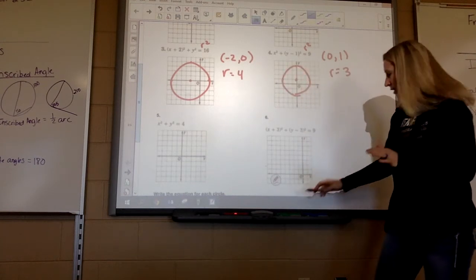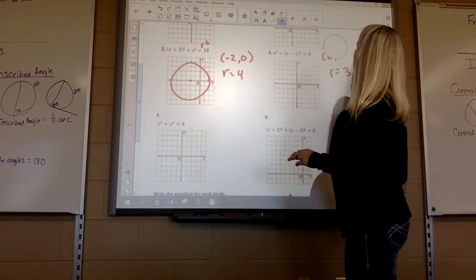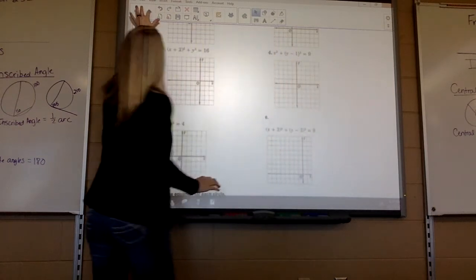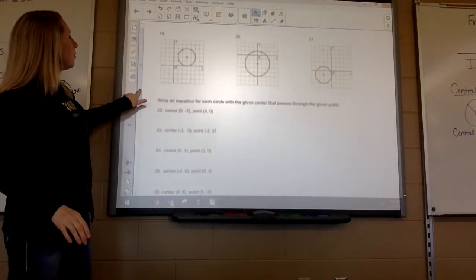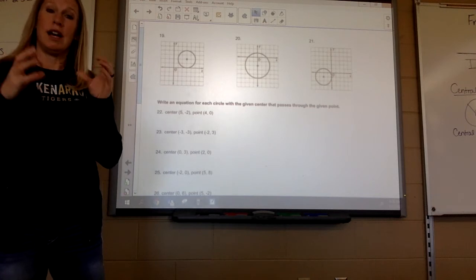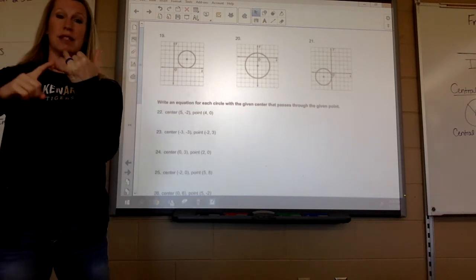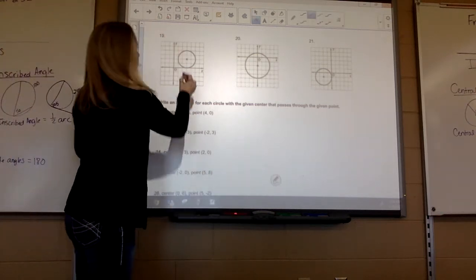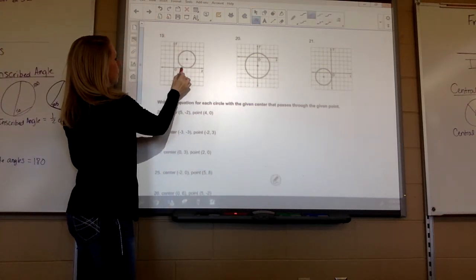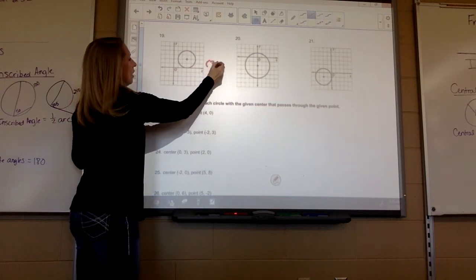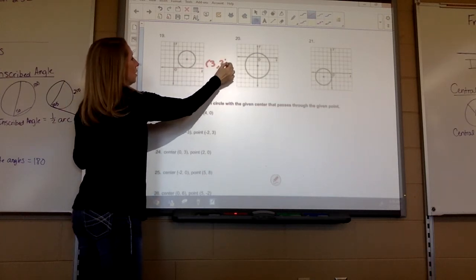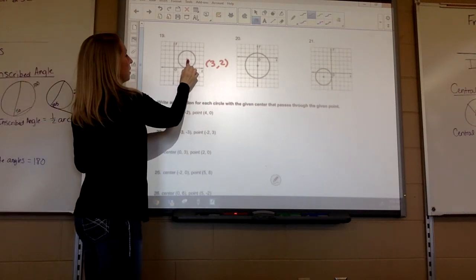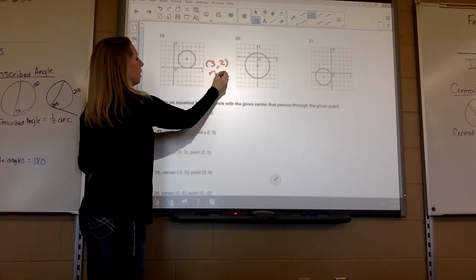Okay, so I hope that explains how to do the graphing and the writing of the equations. Some of your problems, you have a graph and you have to tell me the center and the radius and write the equation. So this one, notice my center is at 3, comma 2. And let's figure out the radius. Radius from the center to the side would have a length of 2.